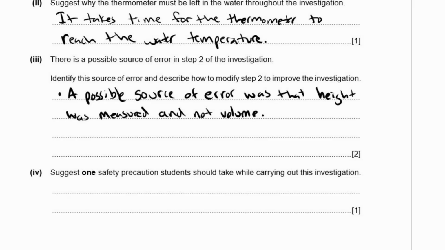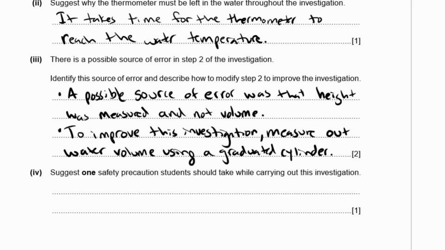Another thing you could say is that it's difficult to draw the line accurately, or it's also difficult to judge the water level against the line. Those are all valid things you can say. And to improve this investigation, the best way to cancel out that error is to measure out a volume of water using a graduated cylinder. So a possible source of error was that the height was measured and not the volume. To improve this investigation, you can measure out the water volume using a graduated cylinder.